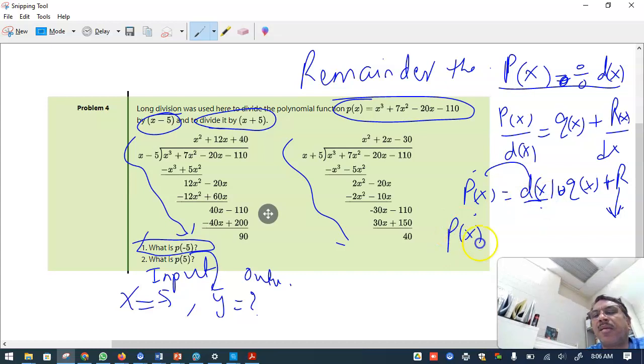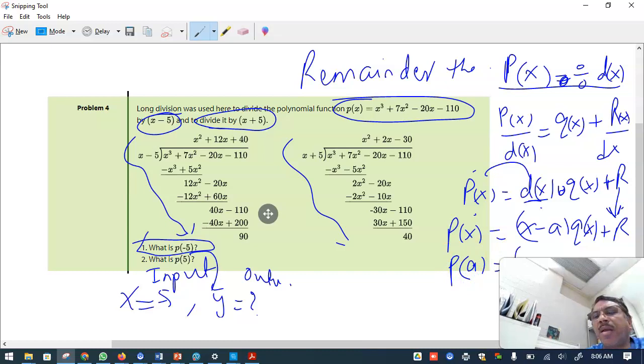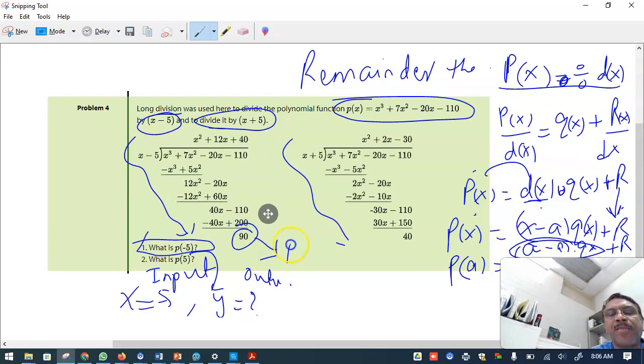Or if the divisor is x minus, let's say, a, times q(x) plus the remainder, and if I plug in a, x is a, this becomes a minus a, and this whole thing becomes 0. So all you have is the remainder, the bottom number. This is the remainder.